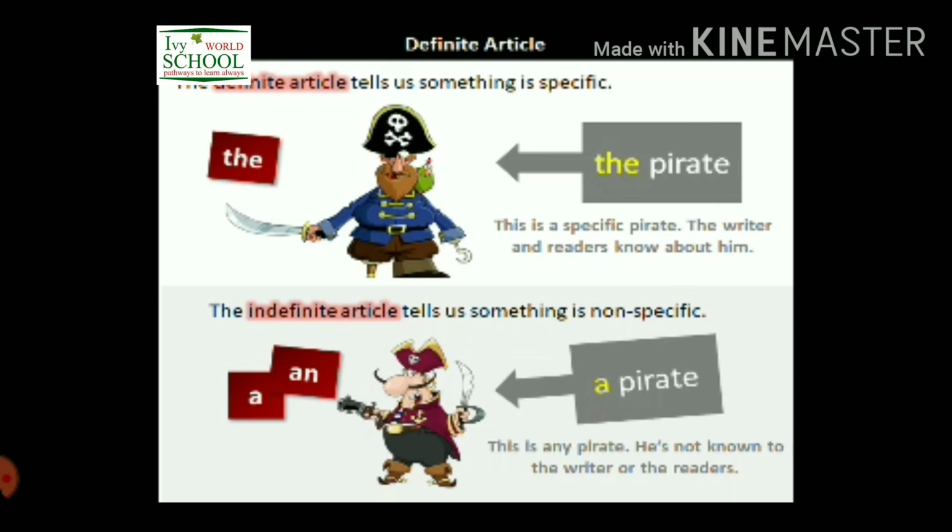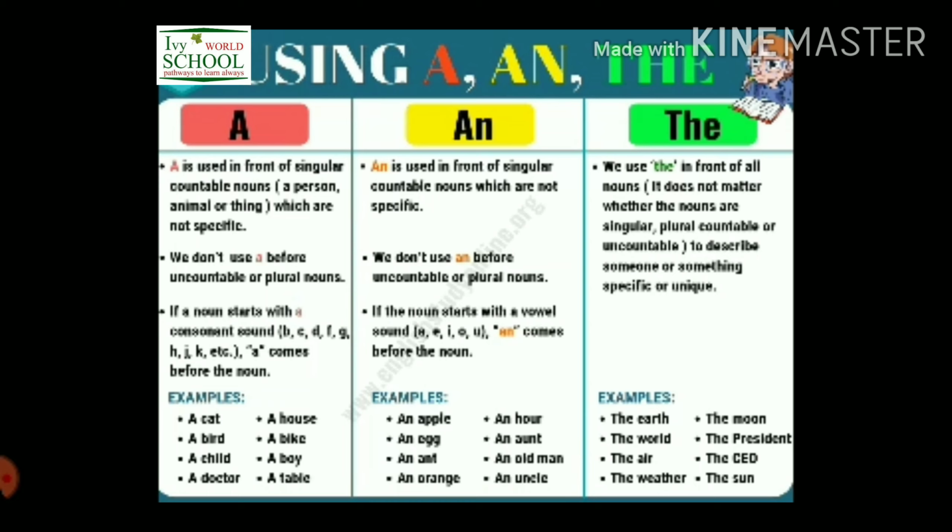This picture tells us about the usage of a, an, and the. You can have a look at the examples. A clearly says that it is used with the words beginning with a consonant sound. An is used with the words that begin with a vowel sound. The definite article is used with the words that are very unique or specific.